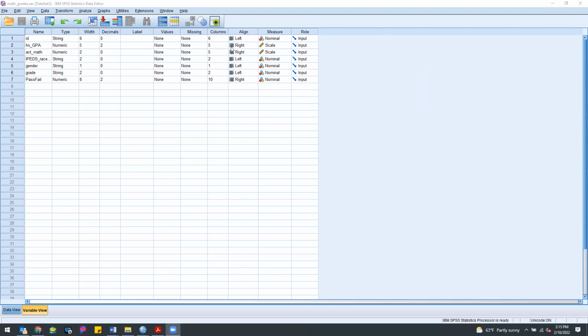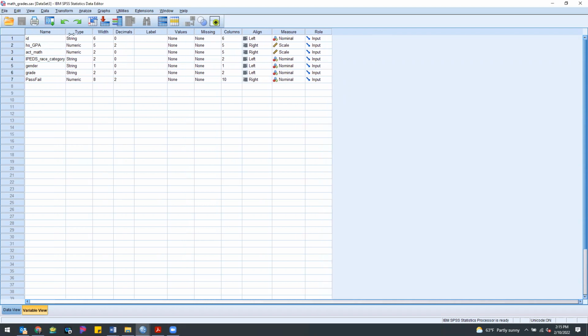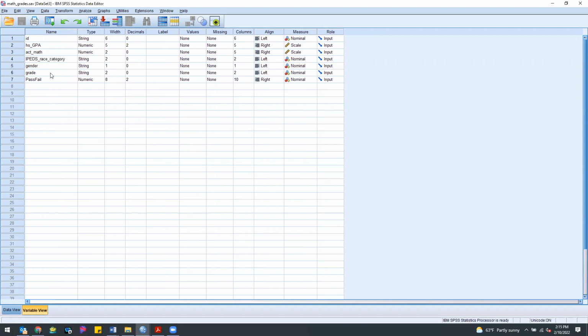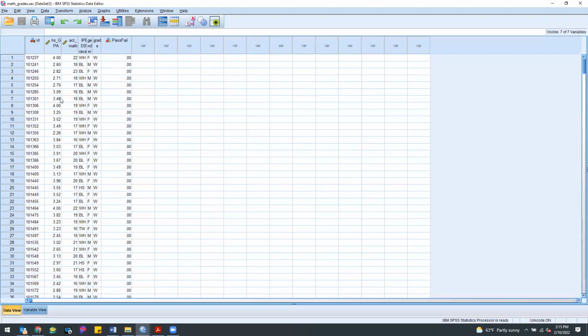All right, everybody, we're going to walk through logistic regression here using the sample data set of students with high school GPA, math scores, race, categories, gender, their course grade, their first course grade in math, and whether or not that is translated as a pass or a fail.